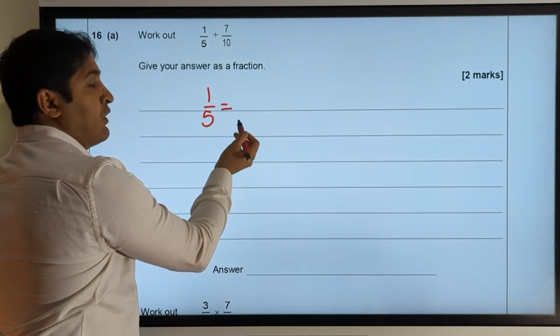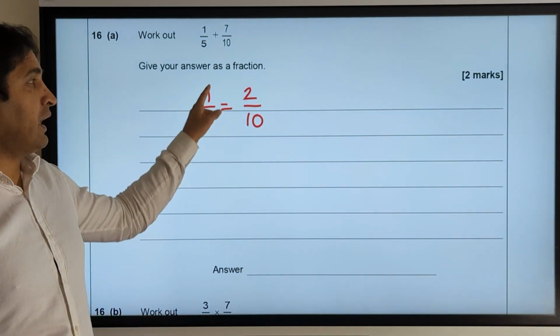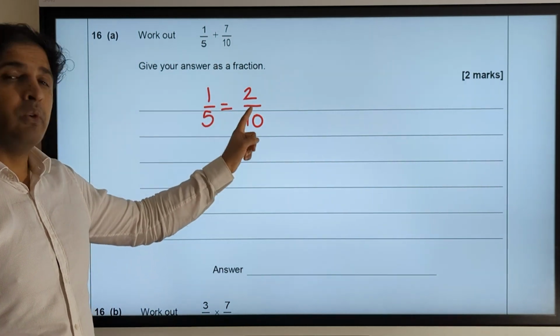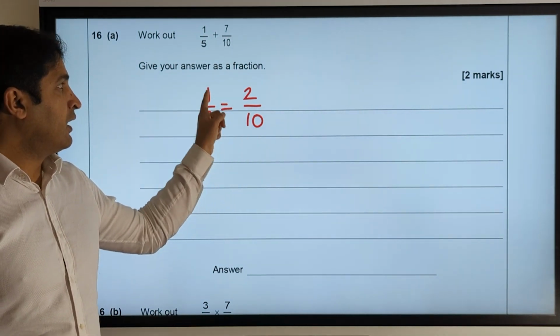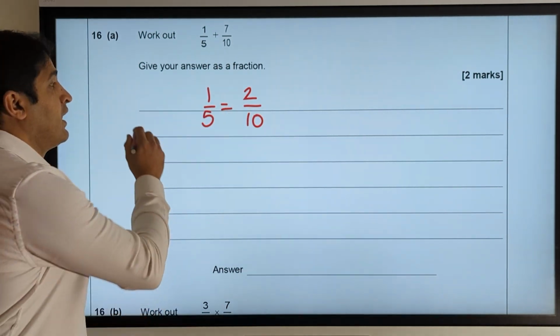And 1/5 can be written as 2/10. Remember, you can multiply numerator and denominator by the same number. You can make that into 2/10. Multiply 5 by 2, multiply 1 by 2. So 1/5 is exactly the same as 2/10.